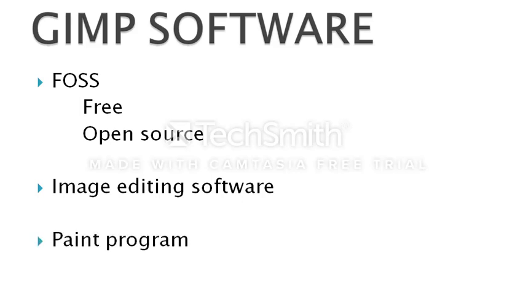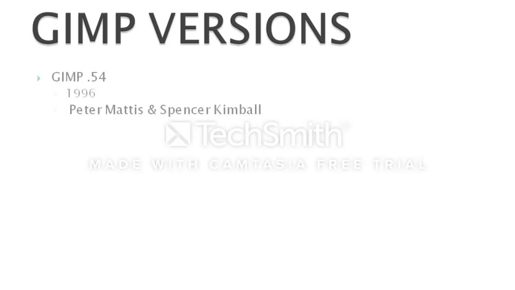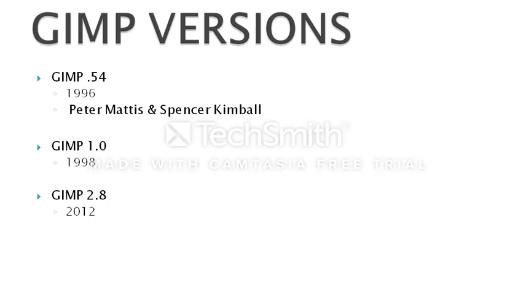The first version GIMP .54 was released in 1996. It was written by Peter Mattis and Spencer Kimball. Later, GIMP 1.0 was released in 1998. In 2012, GIMP 2.8 was released. And right now, we are using GIMP 2.10.